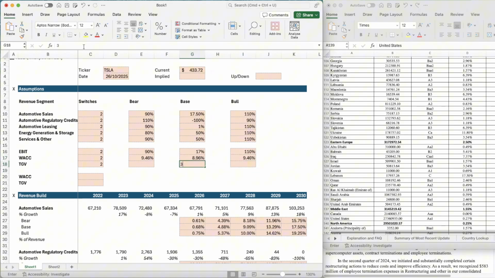For Tesla's terminal growth rate, let's go with 3%, because it is still a high growth company. Never put your terminal growth value above whatever GDP growth is.